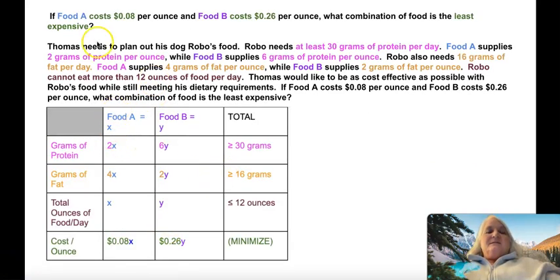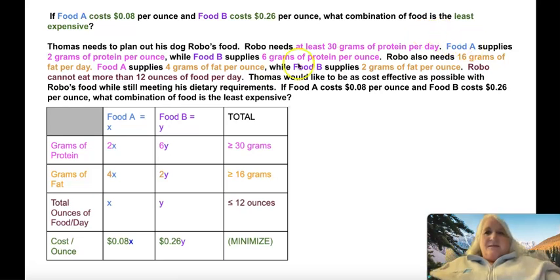Okay, so I copied this onto here, and then I went into making my table. So food A is the X, food B is the Y, and then I have grams of protein, and it says that he needs at least 30 grams, so that's greater than or equal to 30, because at least means 30 is the lowest he needs.